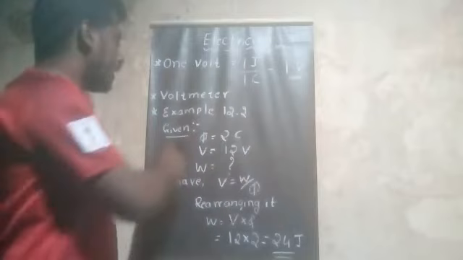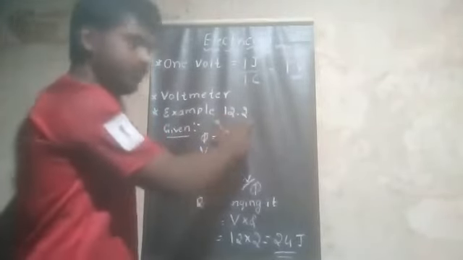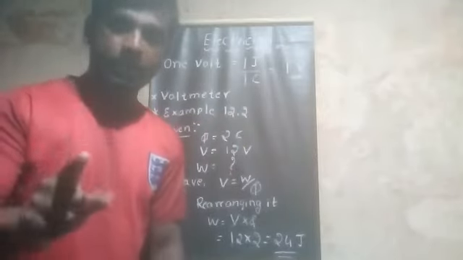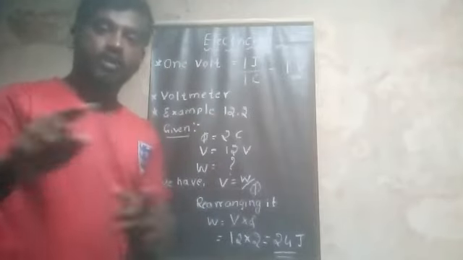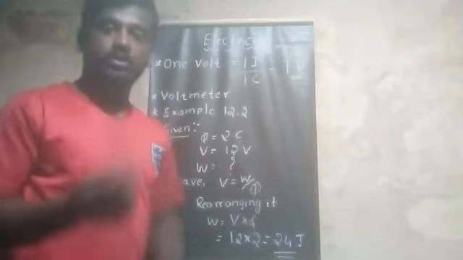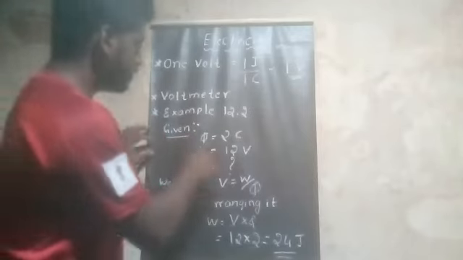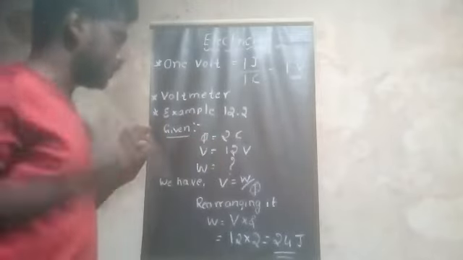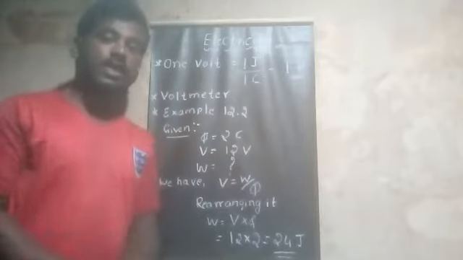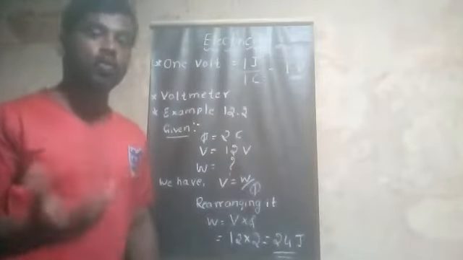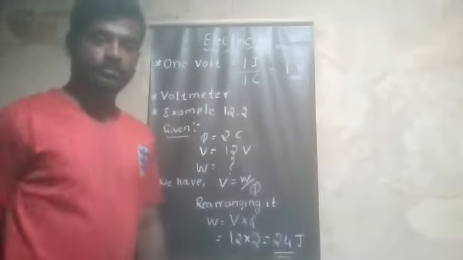Next I will take the second problem in your textbook, that is example 12.2, on page number 96. Read the question. Similar to the last problem, first of all you have to write what is given. Q is equal to 2 coulomb, it is given. V is equal to 12 volt, that is also given. In the question they have asked how much work should be done, so you have to find out W.